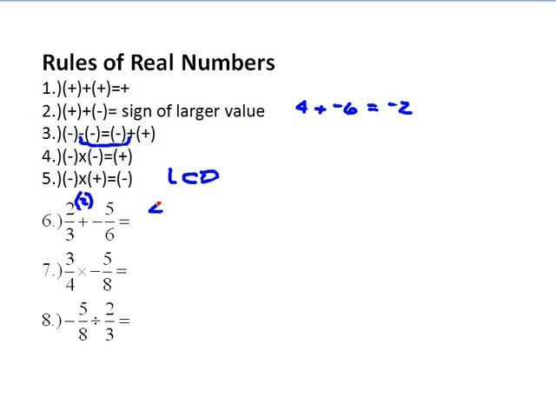So we end up with 4/6 plus a negative 5/6 gives us a negative 1/6.